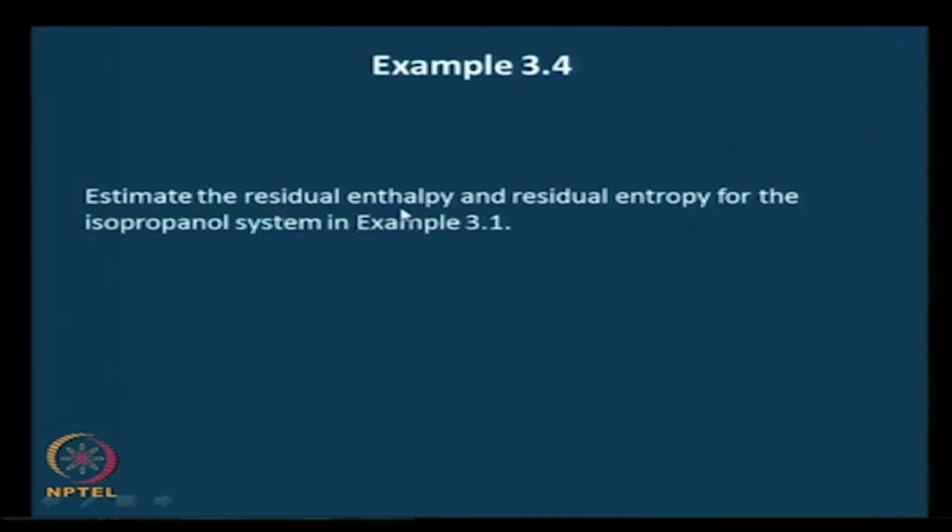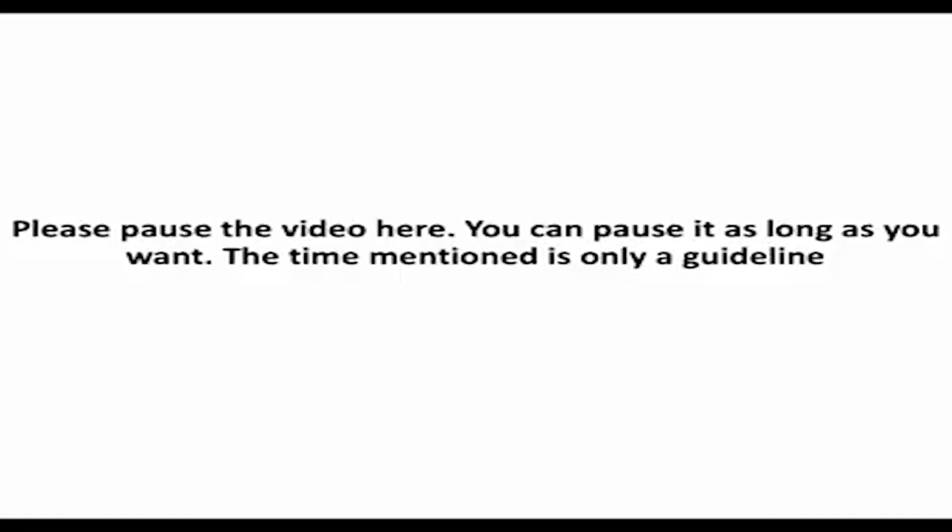This is residual enthalpy and residual entropy. We have expressions for residual enthalpy and residual entropy in terms of HR 0 and HR 1, and you know where those HR 0 and HR 1 values can be found: tables E5 to E12 of your textbook. So, go ahead and do this. 15 minutes.